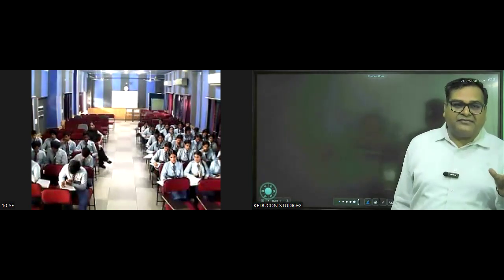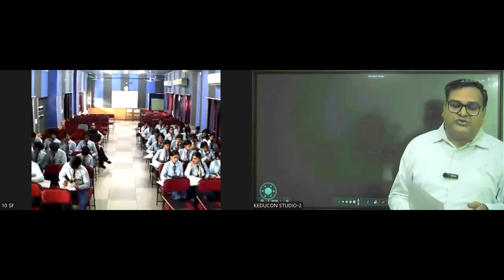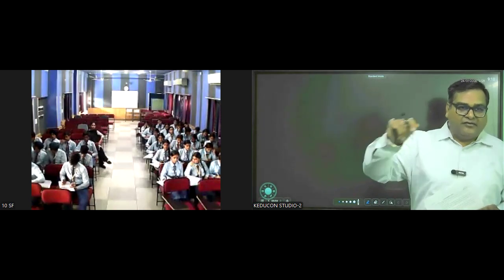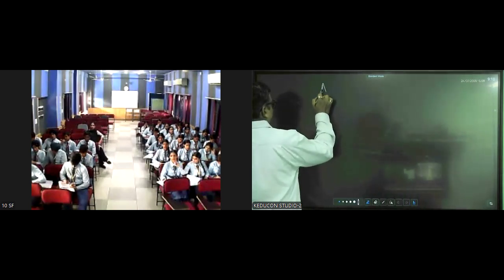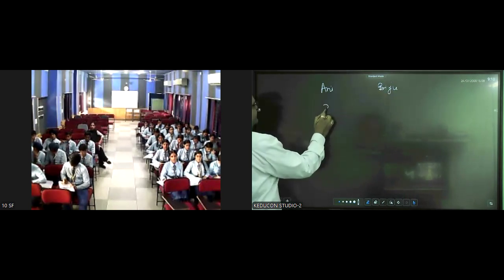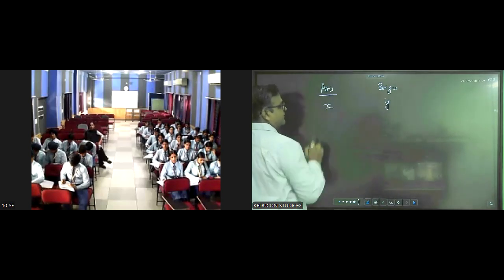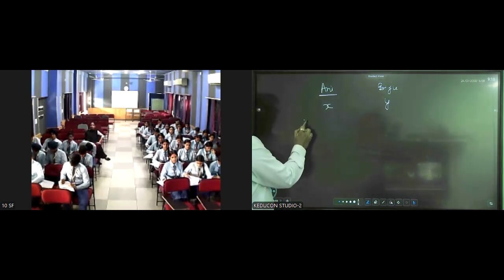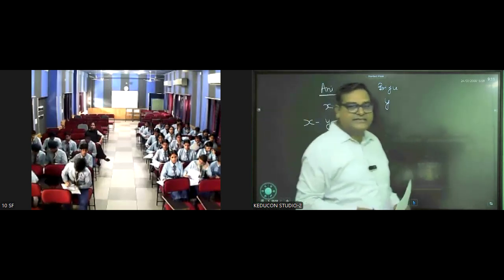Now here we have read the first line. The ages of two friends Ani and Biju differ by 3 years. Stop here only. First transfer this into an equation. How to do this? First take Ani and Biju. Let's say the age of Ani is X and Biju is Y. What is the first statement? Ani and Biju differ by 3 years. Let's say Ani is the elder one. So what will be the first statement? Their difference is 3 years. So X minus Y is 3.